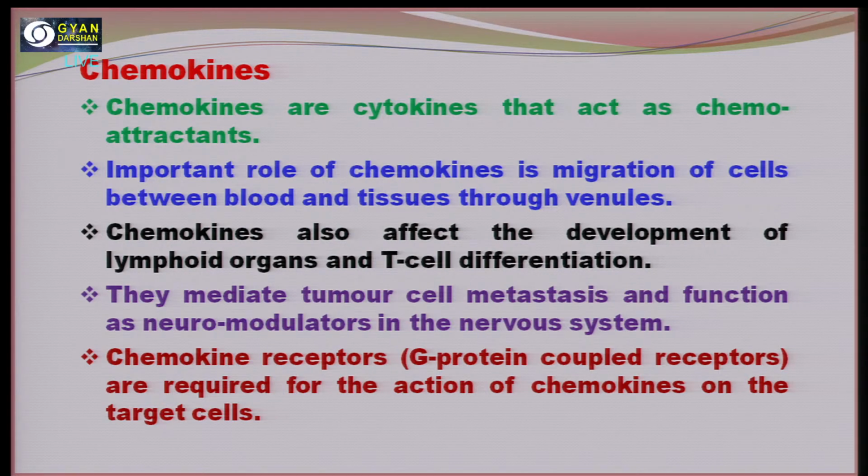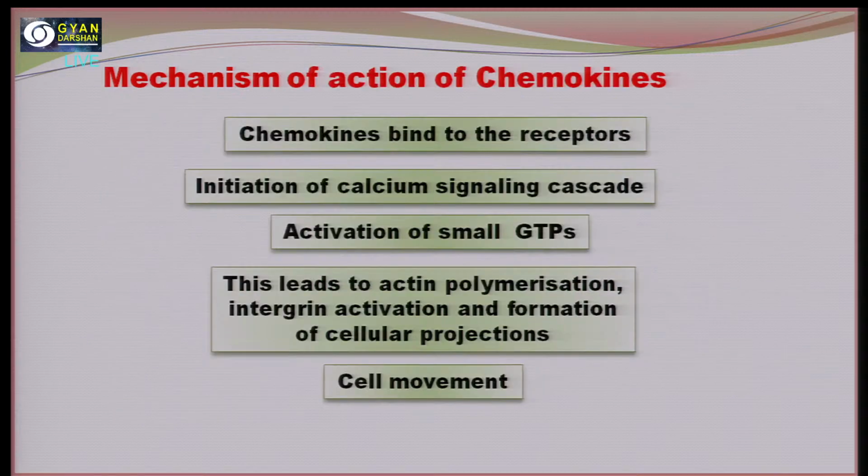Chemokines are important to the development of lymphoid organs and T cell differentiation, and they mediate tumor cell metastasis and function as a neuromodulator in the nervous system. Chemokine receptors, of which various types exist, are known as G protein coupled receptors and are required for the action of the chemokine on the target cells.